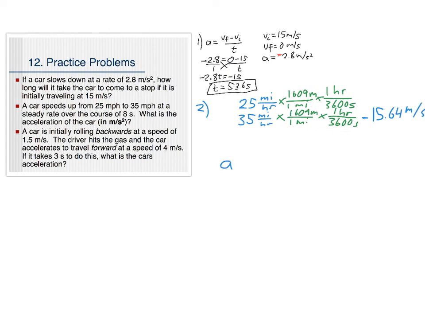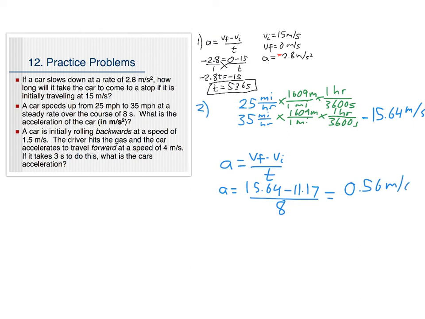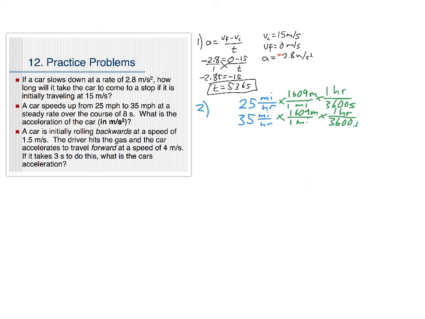I can now go ahead and use my equation, Vf minus Vi over t, to solve for my acceleration. So I can say that my acceleration is going to end up being 15.64 minus 11.17 all over 8. And so I get an acceleration here of 0.56 meters per second squared. One quick note, and maybe you picked up on this, when I'm actually doing the problem itself, I don't put the units next to the numbers. That's just mainly because it gets a little bit cumbersome and there's a lot going on, but in the final answer, you absolutely should have your units.